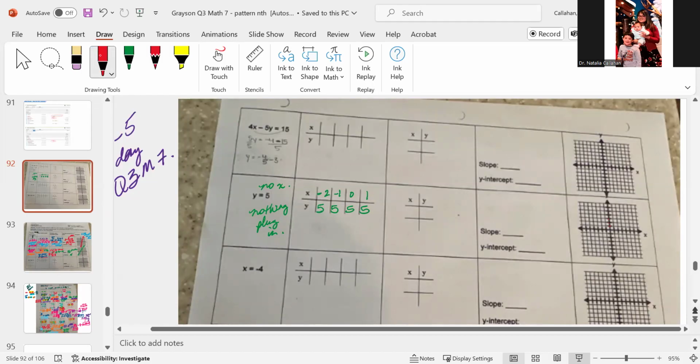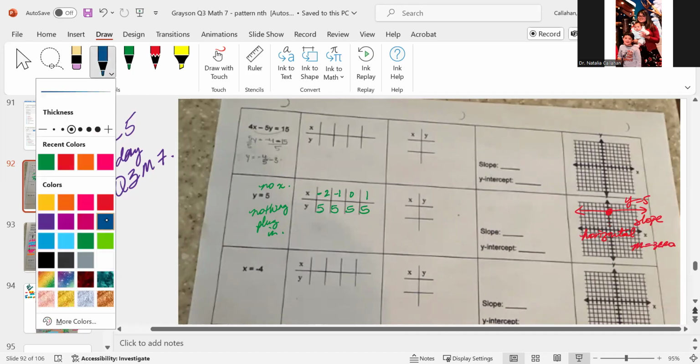Straight. Thank you. That line is always straight. But is it vertical or is it horizontal? Horizontal. Y equals 5. What is your slope for a horizontal line? Remember, there's only two kinds. Vertical is undefined. Horizontal is a slope of 0. So your slope is 0, right?